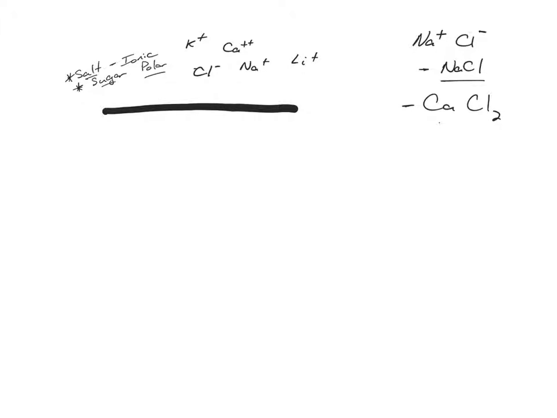Seawater actually has a lot of different salts in it. A lot of ions dissolve. These can all combine. Look, anywhere there's a positive and a negative, what can happen? You can get potassium chloride, sodium chloride, lithium chloride, calcium chloride. Metals have a positive charge, non-metals have a negative charge.